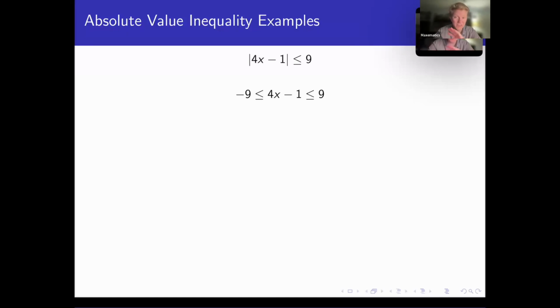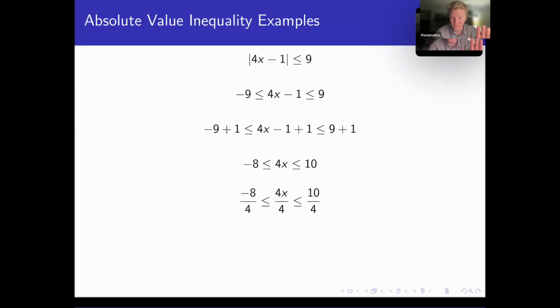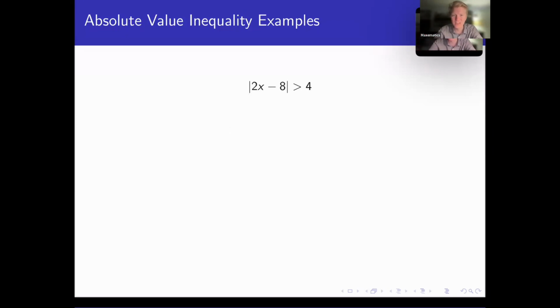We're going to add 1 to everything, not just one part. Add 1 to everything, divide everything by 4, and now everything between negative 2 and 5 halves, including negative 2 and 5 halves, brackets around them. That's it. Not crazy, nothing scary. Absolute value inequalities. Yes, it's a very different setup from what we had for equations, but it really isn't anything different. Let's do it for greater than, when it becomes an or.